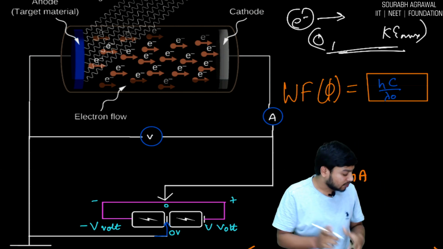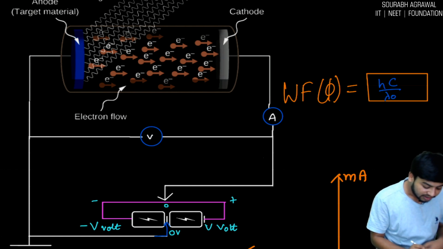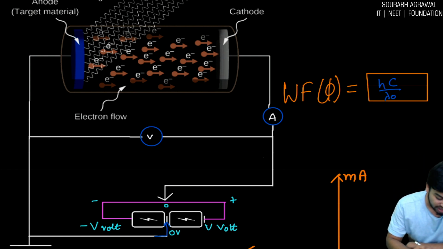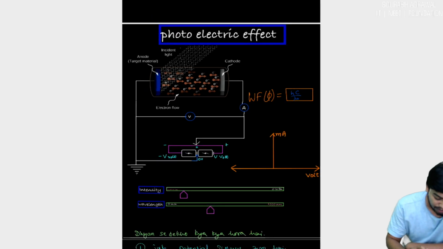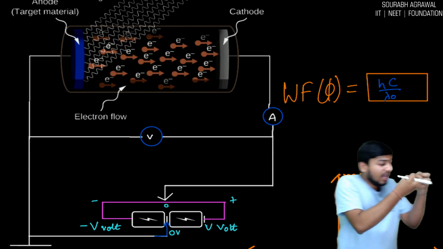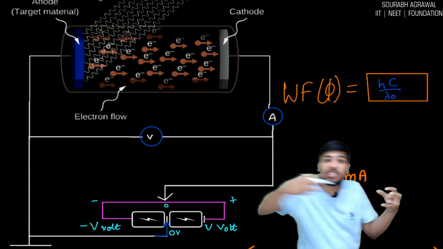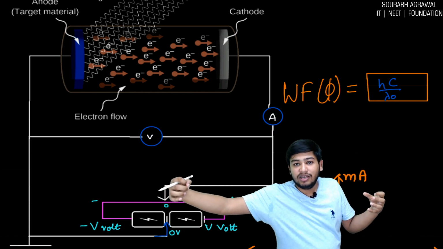Okay, now in this experiment, as you can see, there is a tube in which there is a target material on which light is coming. We are shining light on that. Now what is happening? Electrons are coming out. Some of the electrons that have maximum kinetic energy are able to reach the other point.